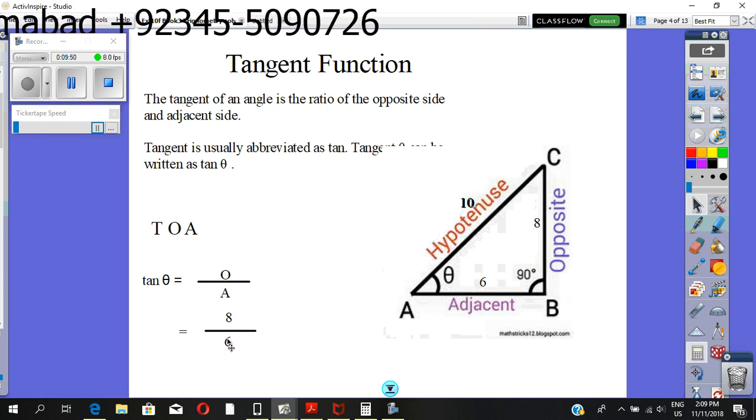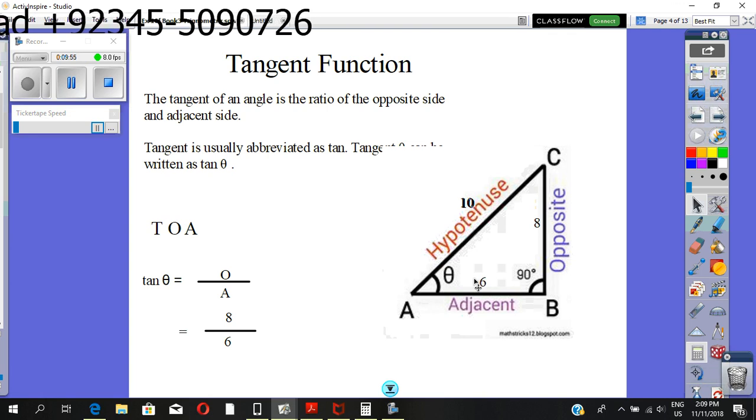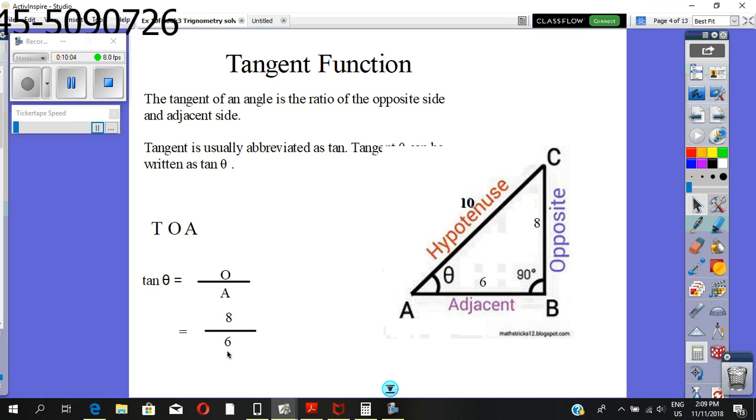Accurately, we're supposed to write the ratios. In this triangle, we apply tan theta, which is opposite over adjacent. Opposite is 8 and adjacent is 6, so we correctly write the ratios of the given sides.